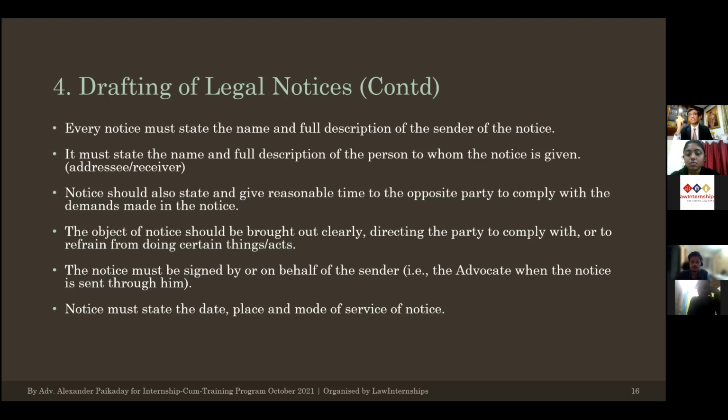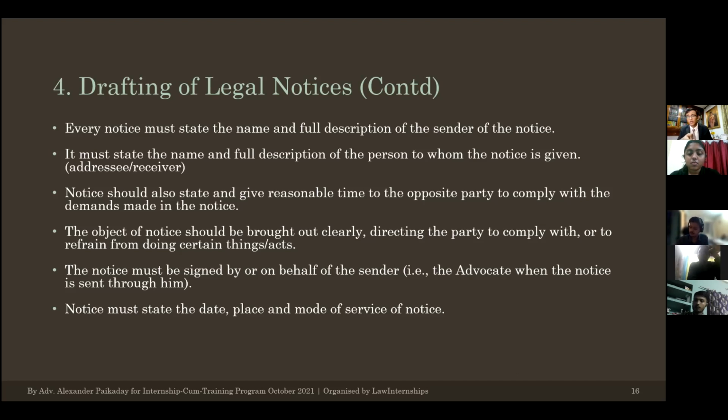The place also has significance because in certain contractual obligations, the place of dispute or the jurisdiction can be decided upon the place from which the notice has been sent. The mode of service is also important, since it can be sent by registered post acknowledgement due, or via courier, or speed post, or any other mode that you specify. But that mode of service must be written clearly on the notice.